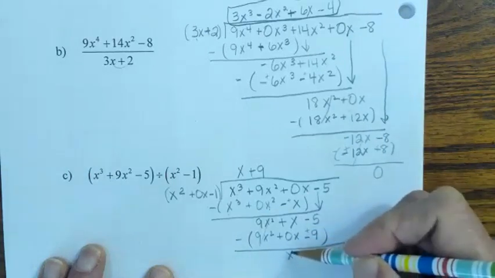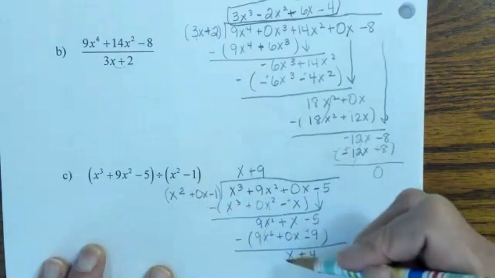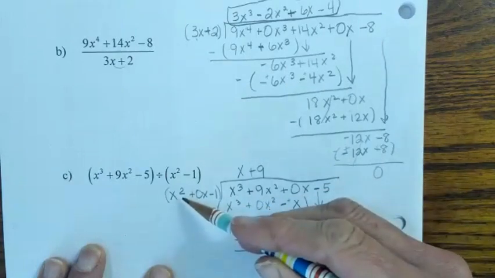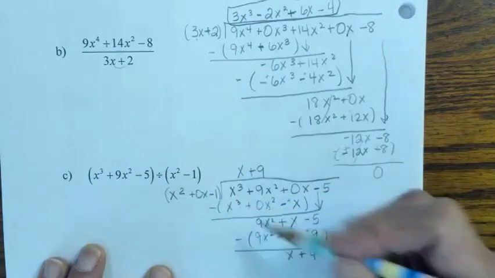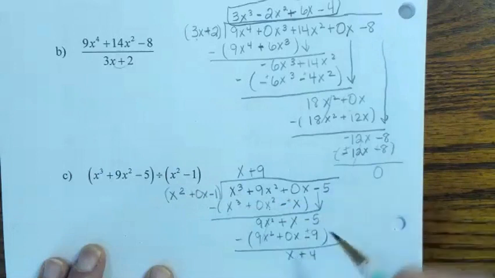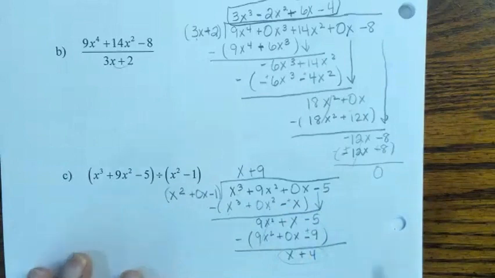And then at that point I look, first term divided by first term. Well, I have x to the first and I'm trying to divide it by x squared. This has a higher degree, so it can't divide any further. So this whole thing is my remainder. The x plus 4 is my remainder.